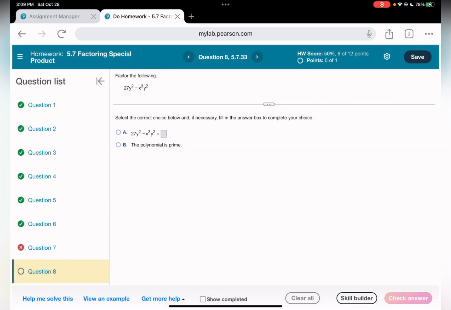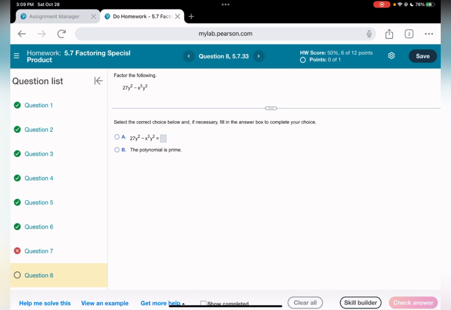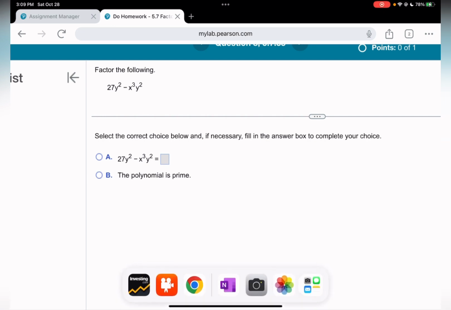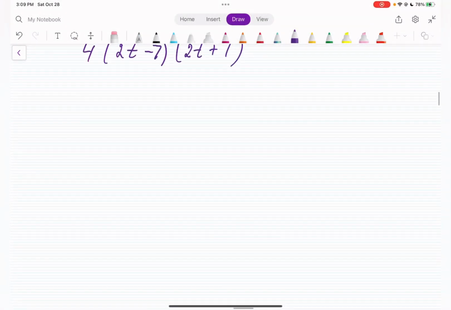Number 8. Factor the following. Well, let's see what we're going to do here. 27y cubed, y squared minus x cubed y squared. Okay, let me take a picture of it so I won't miss anything. And it's going to be 27 y squared minus x cubed y squared.